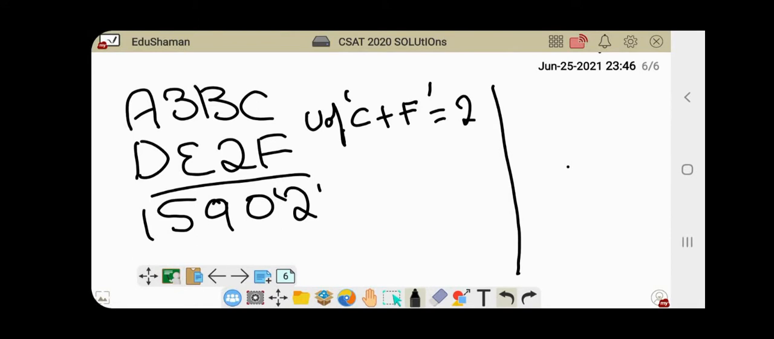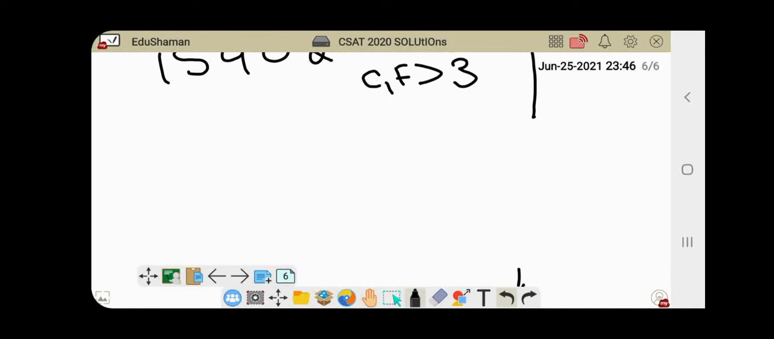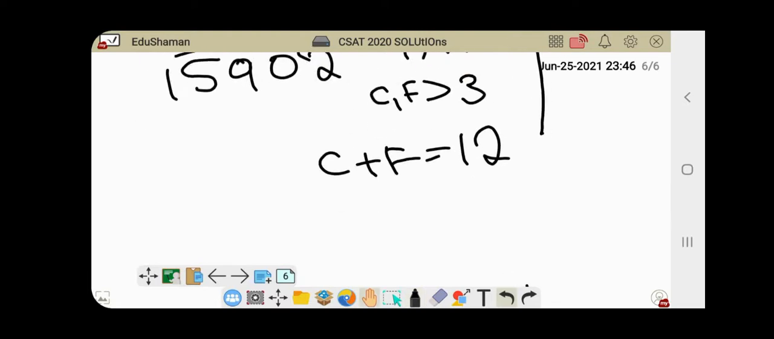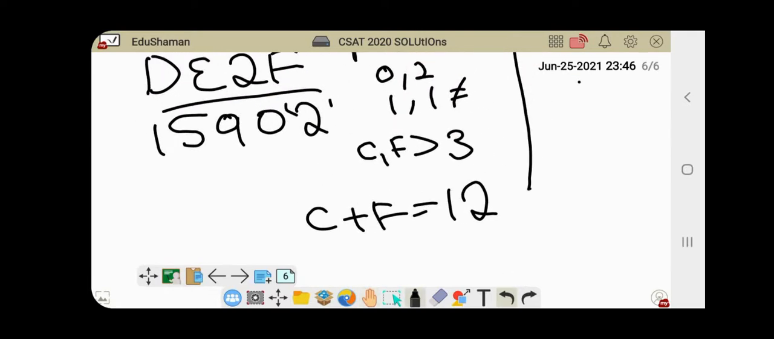Now can C and F be 0, 2 or 1, 1? It's not possible because C and F are greater than 3. All the letters are greater than 3. So what can C plus F be? This shows us that C plus F is in fact 12, and that is why we get the 2 over here.